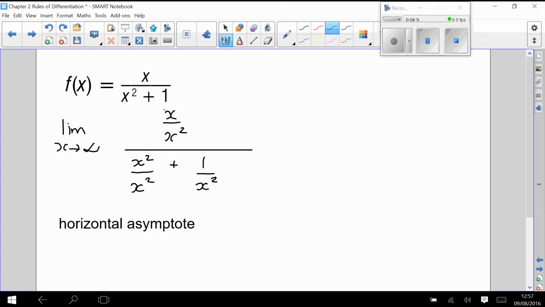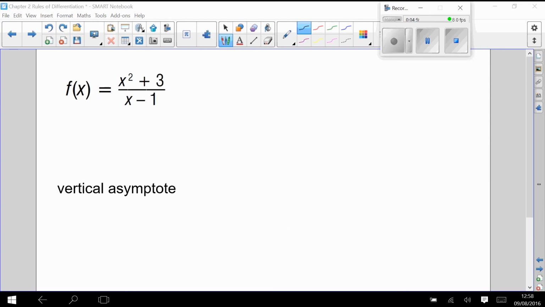The numerator cancels to 1 all over x. The first term in the denominator is 1. As the number in the numerator 1 all over x tends towards 0, I've got 0 all over 1 plus 0, which means that the limit is going to be 0. This means that there must be a horizontal asymptote when y is equal to 0. Let's just check again.